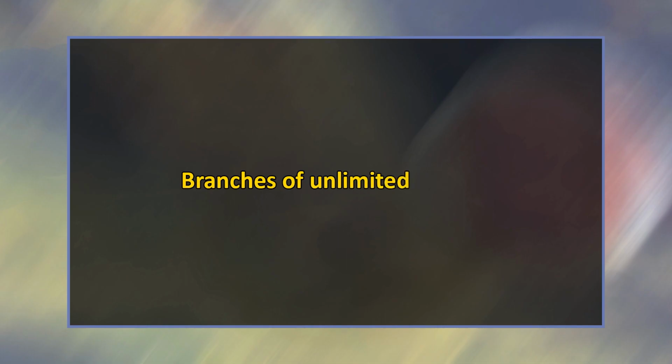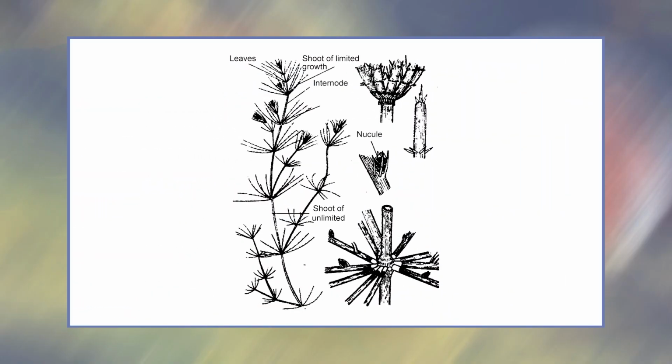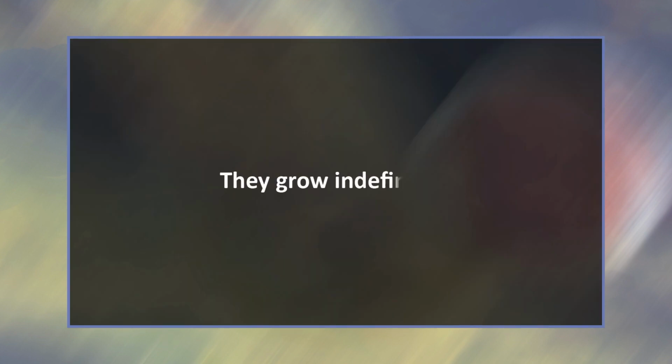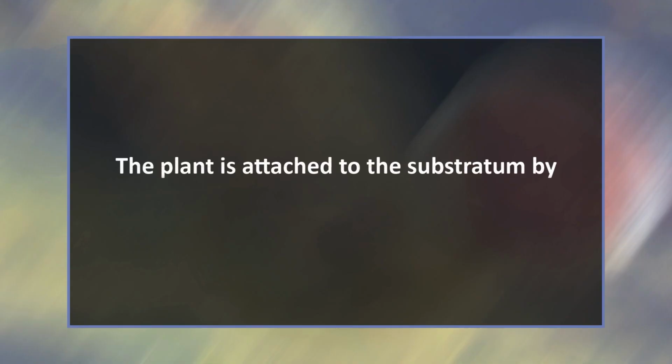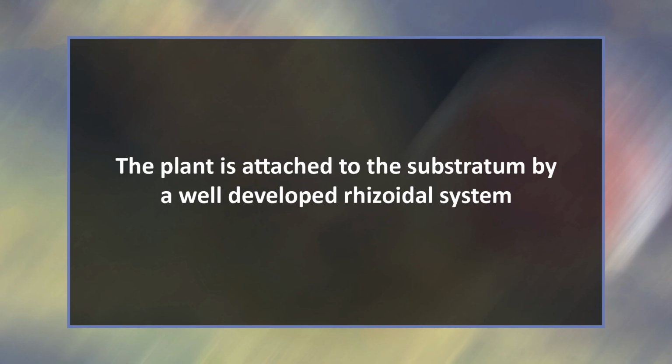Number two, branches of unlimited growth. These branches arise from the axils of the branches of limited growth. They also bear nodes and internodes besides a whorl of primary laterals at the node. They grow indefinitely. Third, stipulodes. The basal node of the branches of limited growth develops some unicellular outgrowths called stipulodes. Main axes show apical growth. The plant is attached to the substratum by a well-developed rhizoidal system.